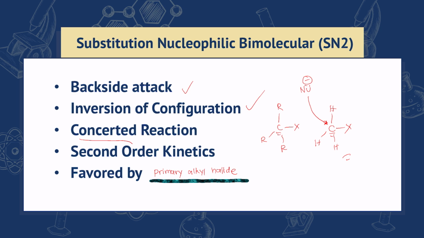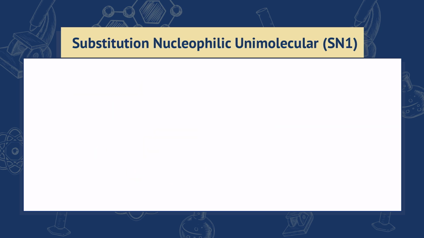And we'd say that this molecule, the primary alkyl halide, is less sterically hindered. And that's why it's favored by SN2 reactions. So the gist is, the reaction is more likely to occur if the nucleophile is able to donate its electrons to the central carbon. So next, the substitution nucleophilic unimolecular reaction, or SN1 mechanism.